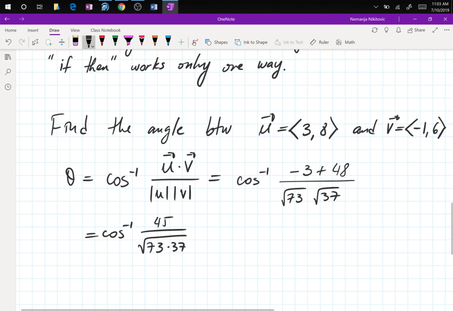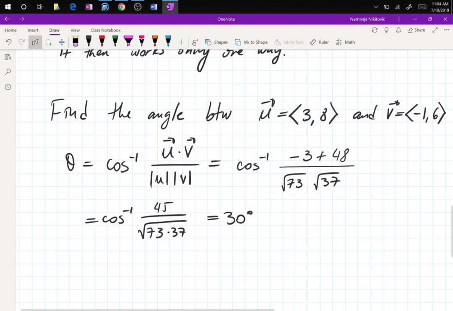Nice. So now you go to your calculator, change to degrees. This is pretty much the only time you're going to do that. Then second quit. Okay, inverse cosine of 45 divided by the square root of 73 times 37. Wow, 30.002. So just call it 30 degrees. Nice. Cool.